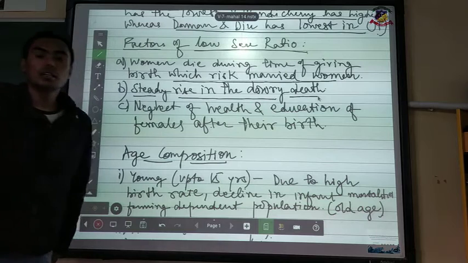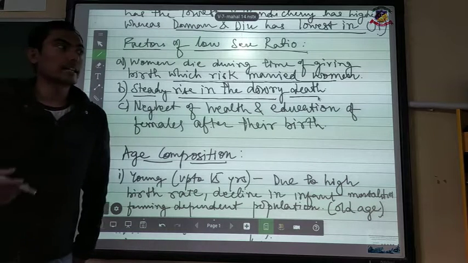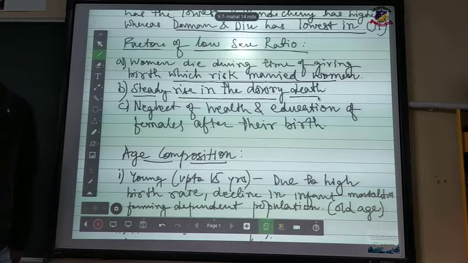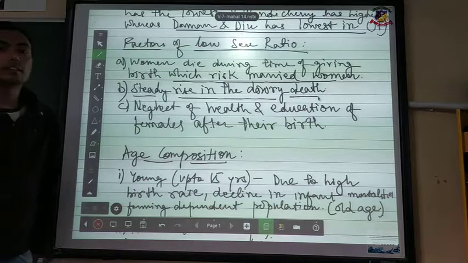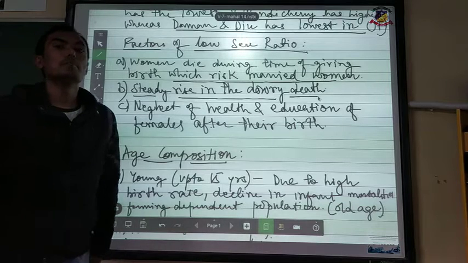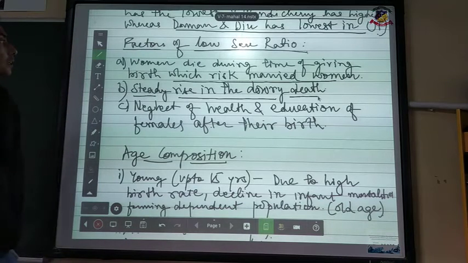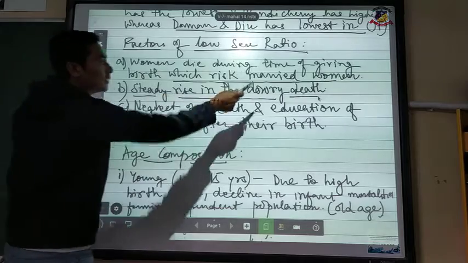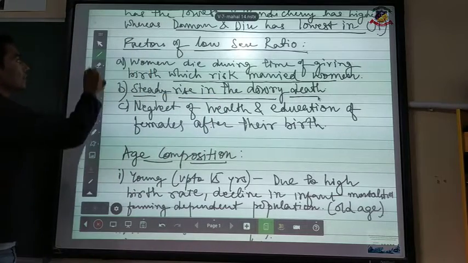Next point, steady rise in the dowry death. Now I told you, dowry means a payment. It's like a bride price, especially to the in-laws' house. So whenever the payment cannot be made by the girl's family, that girl has been killed or has been murdered, clear, resulting in a steady rise in the dowry death.